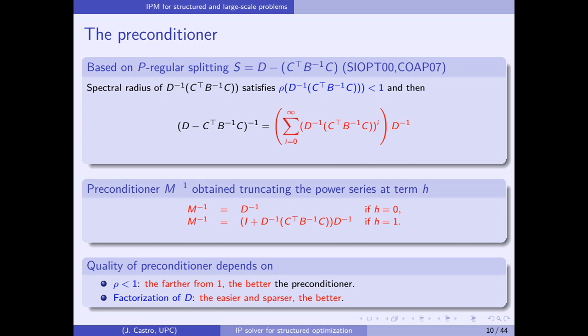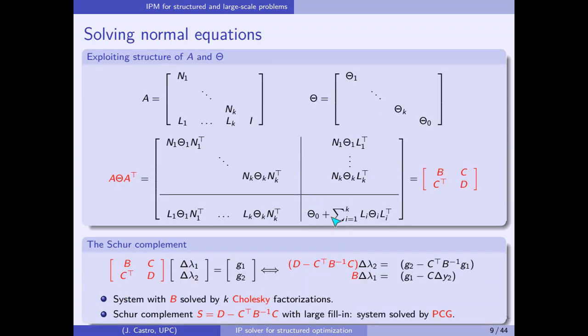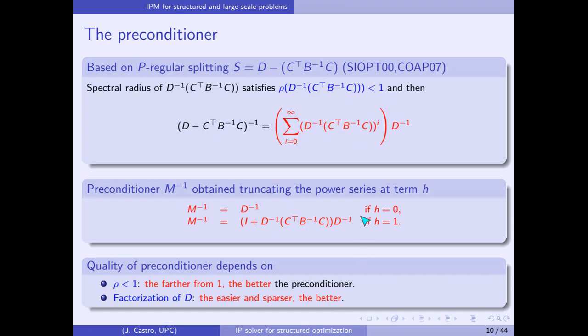Remember, I'm going back, that D is this term of this matrix. So we only need to have a good preconditioner. We only need to control two factors. The first thing is that the spectral radius is less than one. Well, this is known, but the farther from one, the better the preconditioner. But that's application dependent. We don't know a priori which will be the value of the spectral radius. It could be too close to one or too close to zero.